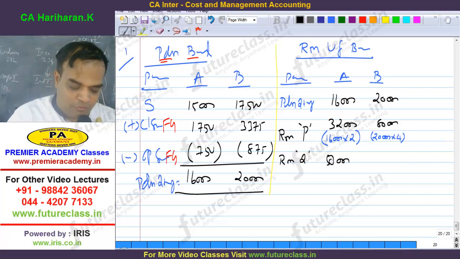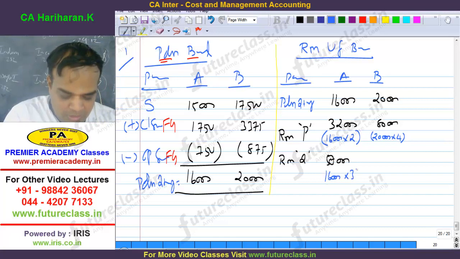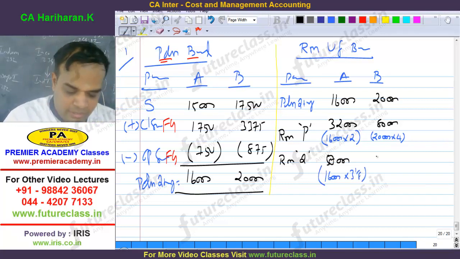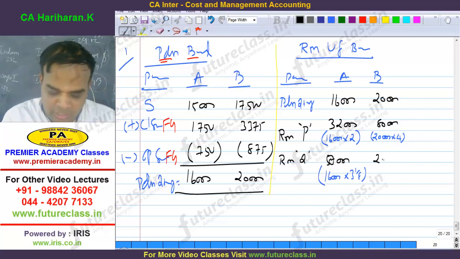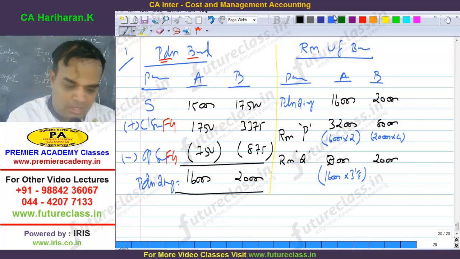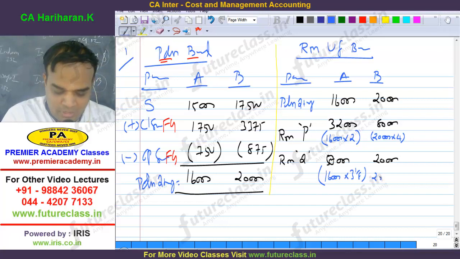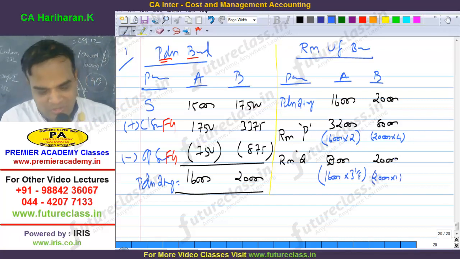Clear? So 50,000. How come? 16,000 into 3 1/8 kgs. Clear? And 20,000. Am I right? So that's very easy. If you know it well, okay. 20,000 into 1 is equal to 21,000. Okay. Total.